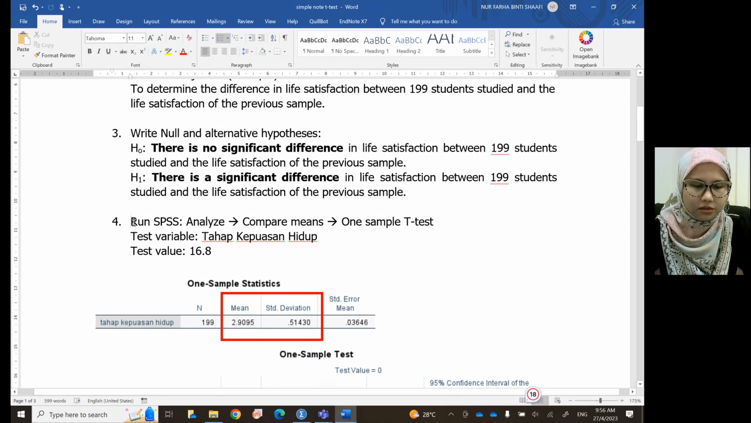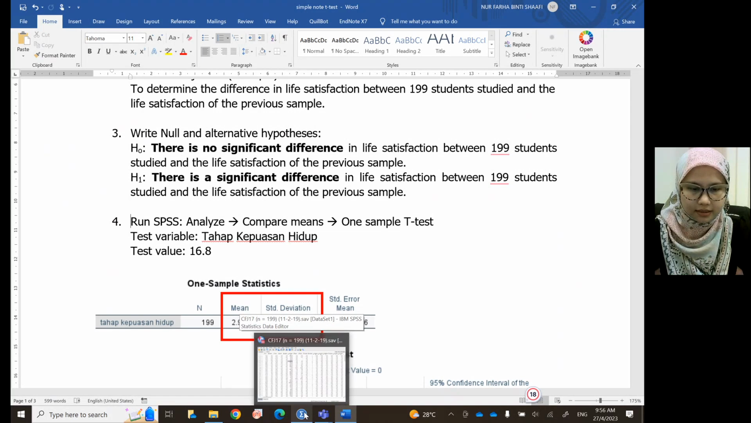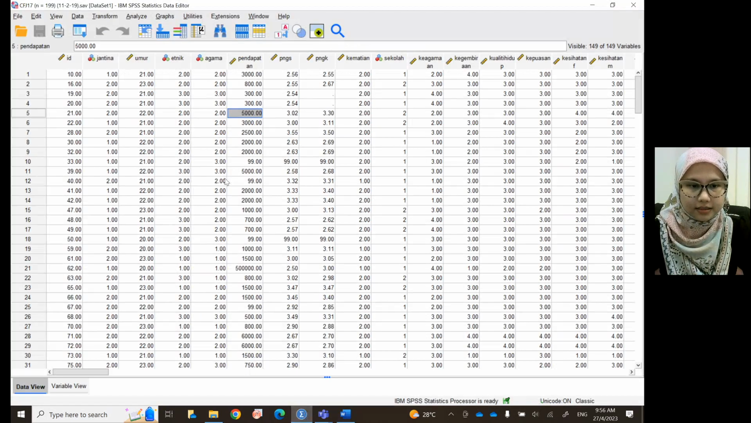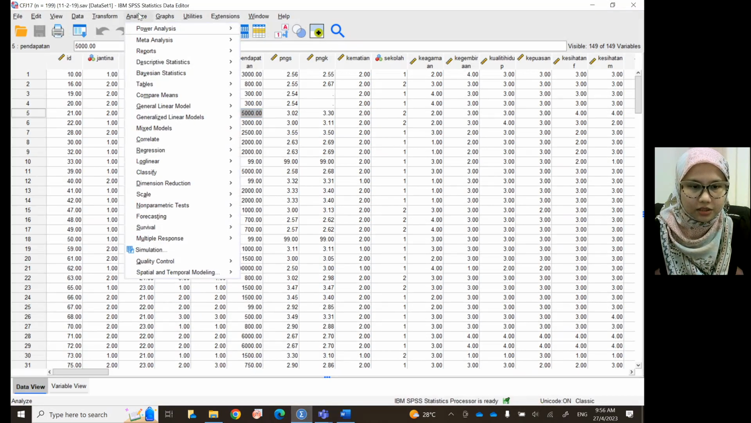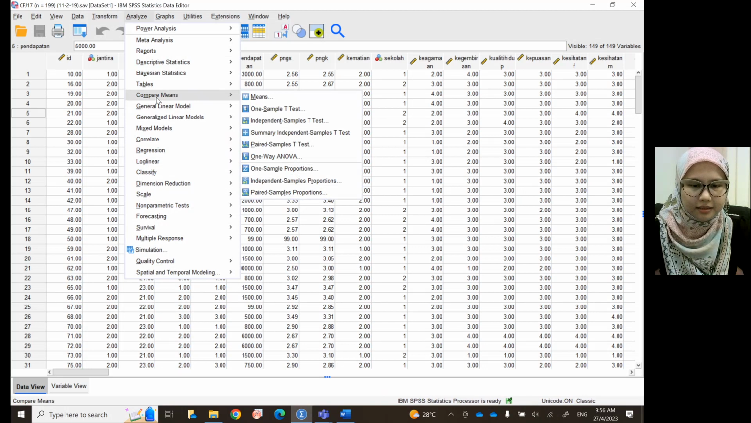So you need to run your SPSS first. We go straight to the SPSS. We need to practice. This is your data just now, the same data. You need to click on analyze. Click on compare means.